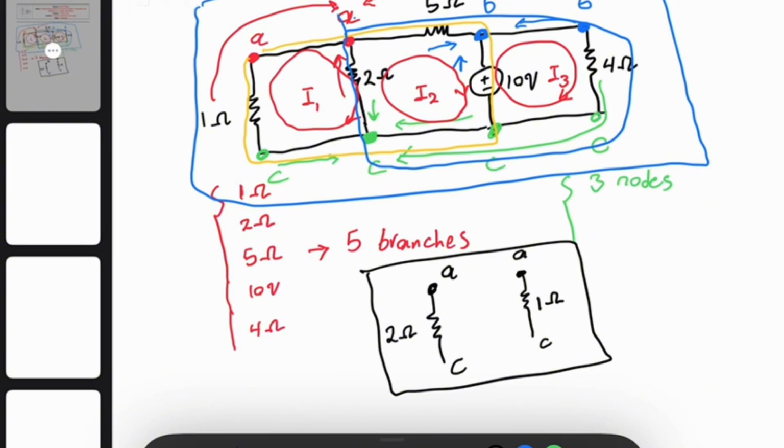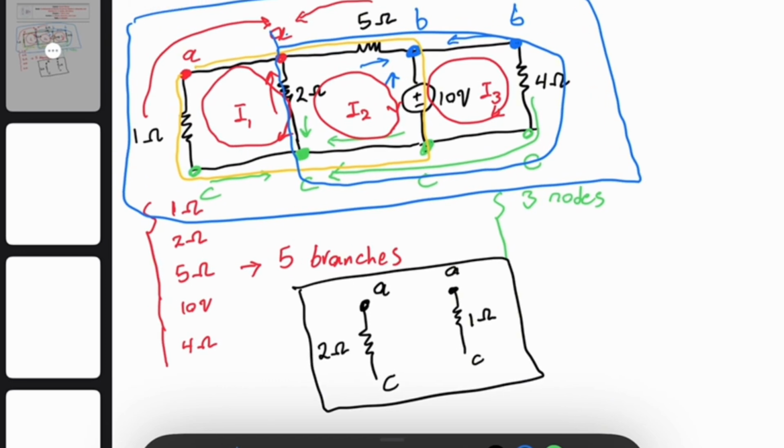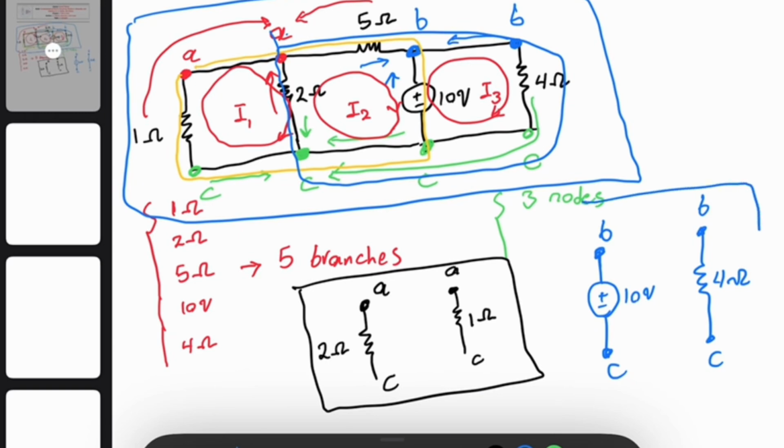On the other hand, can you see another one that is in parallel? Yes. If you see over here, the 10-volt voltage source is connected to node B and C. Also, the 4 ohm resistor is connected to node B and C. Therefore, these two are also in parallel.